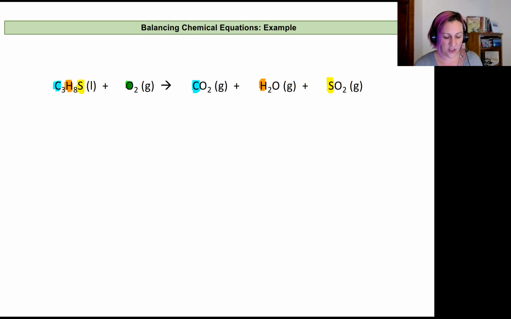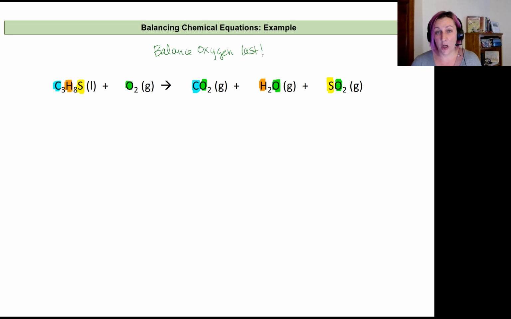Now my oxygen is in just one of my reactants, but it's in every single one of my products. And that's significantly more complicated than the other three elements. So I am going to make sure I balance my oxygen last because it's complicated.